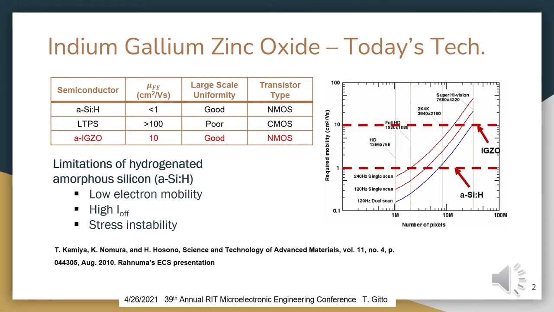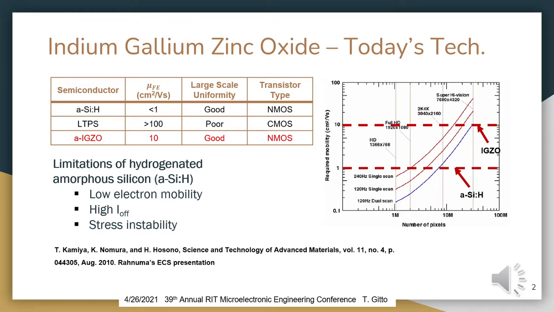So to start, we're going to talk about today's technology and what has been used for materials for thin film transistors in the past few decades in industry. We have amorphous silicon, LTPS, and IGZO. IGZO having the best mobility and uniformity ends up being the winner.